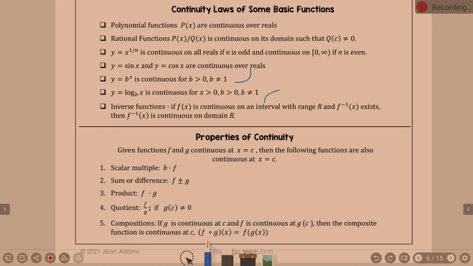And composition. Compositions, that's like your f of g and g of f, f of g of x and whatnot. If g is continuous at a point and f is continuous at g of that point, then the composite function is continuous. Okay, so a lot of basic stuff that, when we're actually doing these, will make sense. Okay, so let's look at some of these examples.